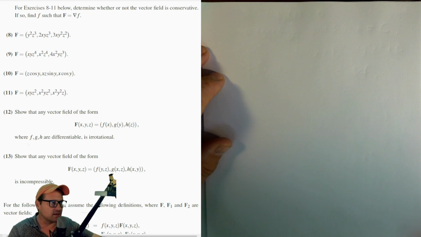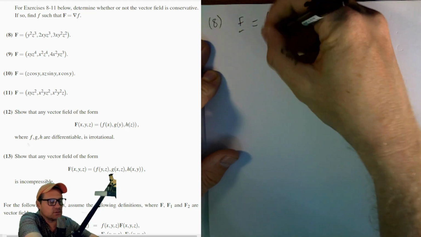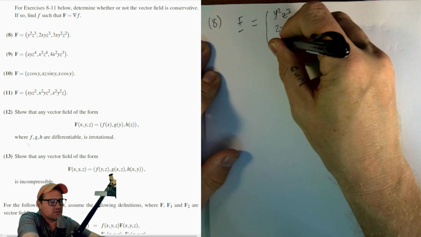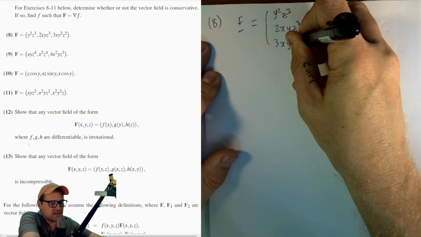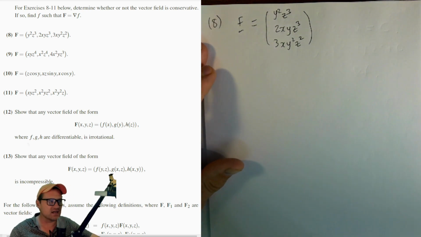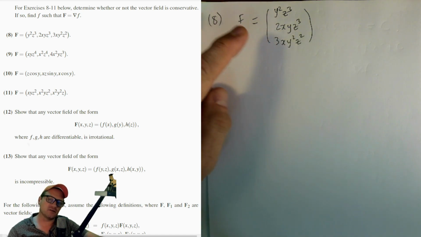Okay, question 8. Determine for this vector field F equal to (y squared z cubed, 2xy z cubed, 3xy squared z squared) whether or not the vector field is conservative. If so, find lowercase f such that the vector field F is grad of lowercase f.